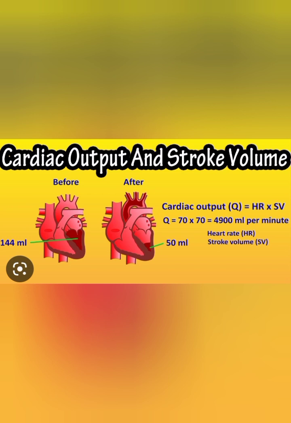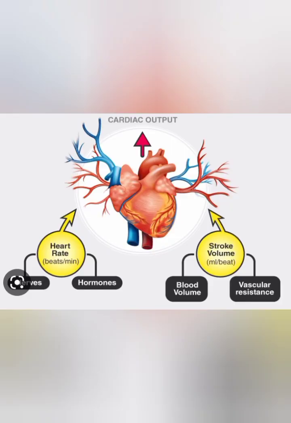Now, cardiac output. How do we calculate cardiac output? Cardiac output is equal to stroke volume times heart rate. Stroke volume is the amount of blood ejected in one beat. Stroke volume multiplied by heart rate gives us cardiac output. The normal cardiac output is 4 to 8 liters.